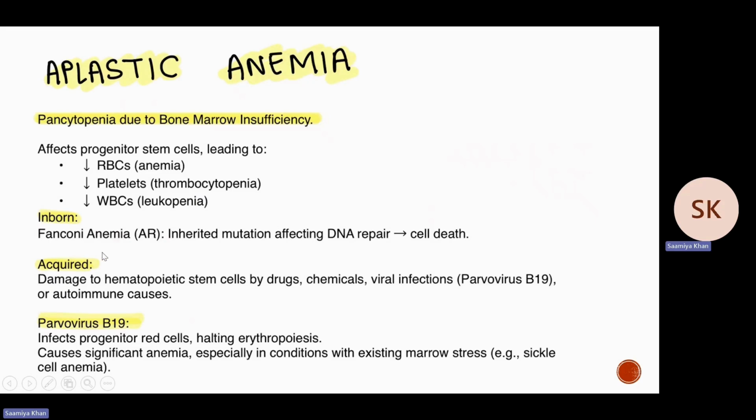And inborn, we have Fanconi anemia, which is an inherited mutation affecting DNA repair, and if obviously DNA doesn't repair, then we'll have cell death. Acquired could be damage to the hematopoietic stem cells, like by drugs, chemicals, viral infections, or autoimmune causes. Then we know about the virus, parvovirus B19, which infects progenitor red cells and it halts only erythropoiesis. This can cause anemia as well, especially in conditions with existing marrow stress, like sickle cell anemia.